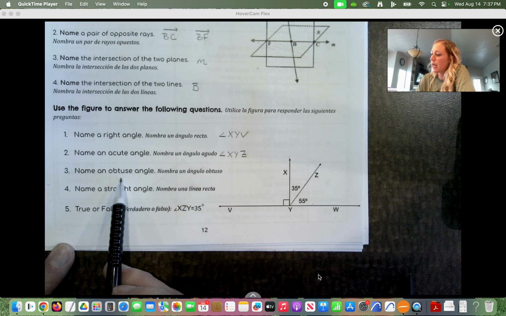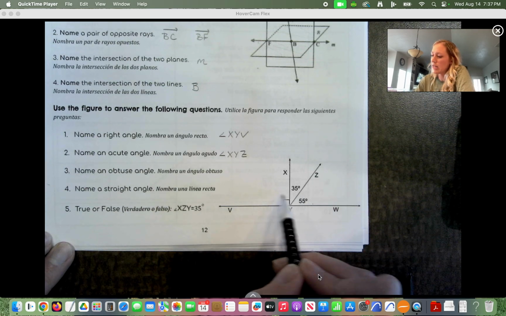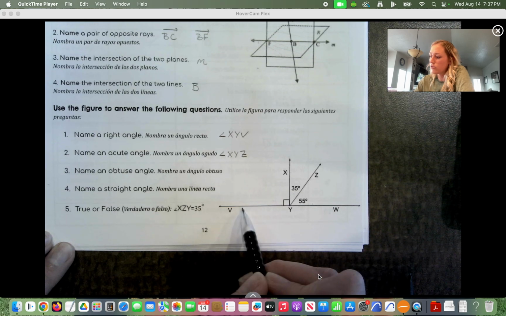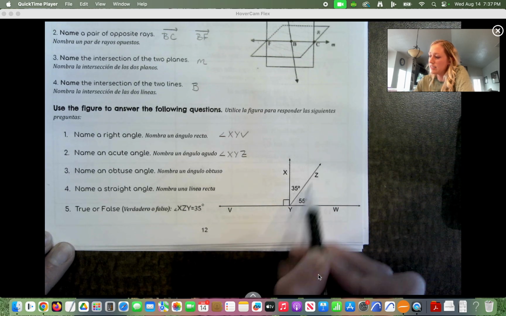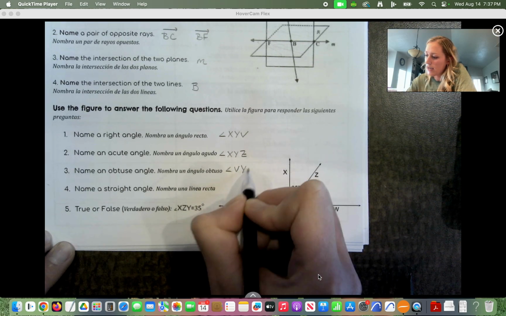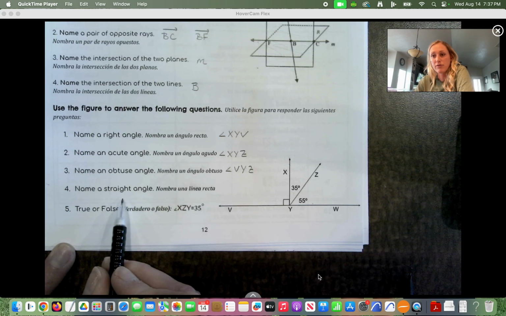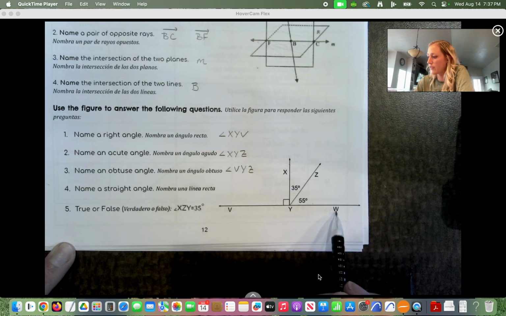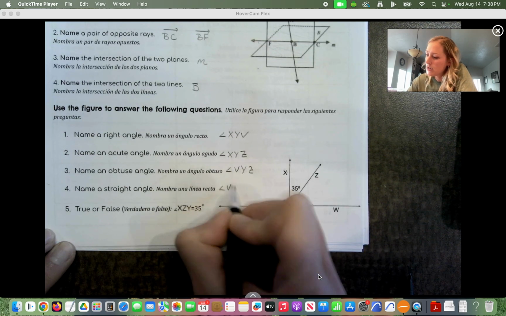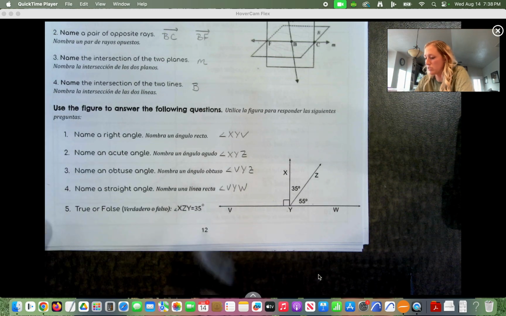Name an obtuse angle. An obtuse angle is something bigger than 90. So if I put this 90 with this 35, that would be an obtuse angle. So I could go from V to Y to Z, and that would be an obtuse angle. V, Y, Z. Straight angle. Remember, a straight angle is an angle that forms a straight line. So that's going to be this whole thing together. So I could call it VYW. Every time Y is my middle letter, because that is the vertex where the angle comes together.